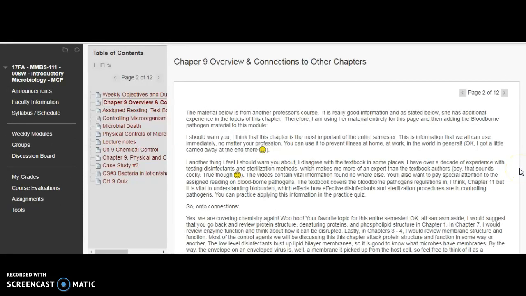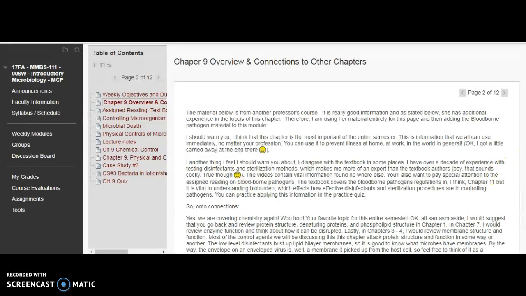All right, this is just an overview of the material and how it relates to the other chapters. Now, I like this page, and this actually came from a different professor, but she's got a lot of good stuff there. And so I'm not going to take credit for being an expert and knowing more in this area than what the textbook gives you. So I just copied this information from her course and pasted it here.